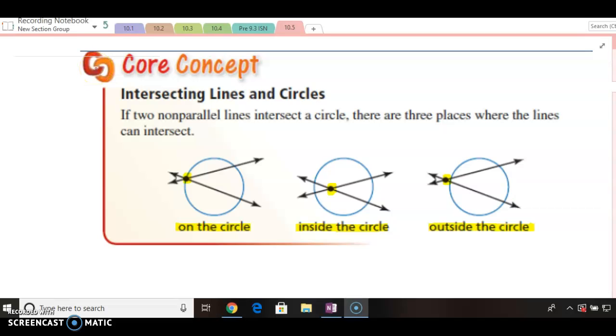All right, let's look at this first one here because we have already covered it. If these two chords or these two secants intersect on the circle, this would be an inscribed angle. Remember, an inscribed angle is half the measure of the intersected arc. So if this is angle x, then this arc would be 2x. We've already learned that. You should know that. Now we're going to learn formulas for these two scenarios here.